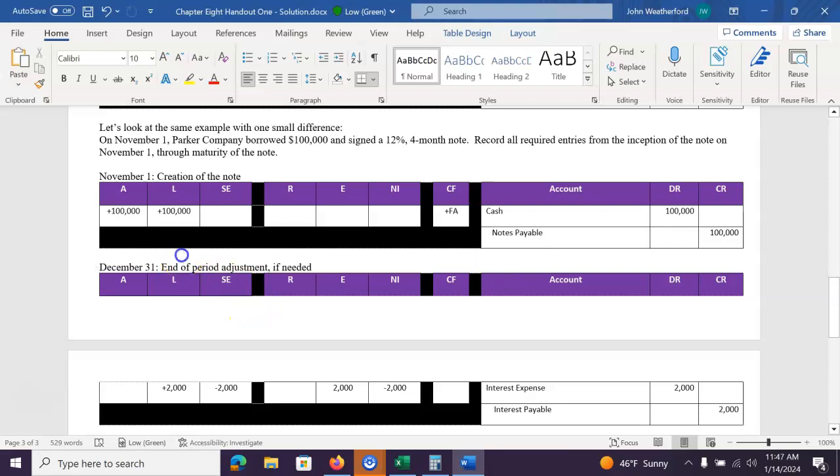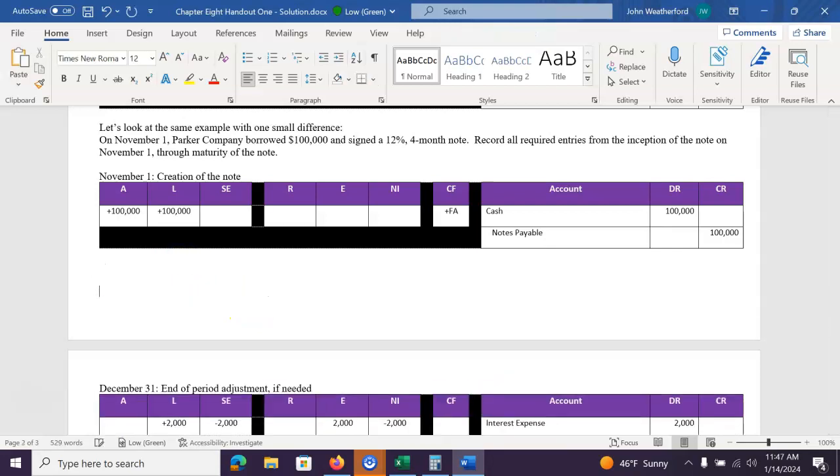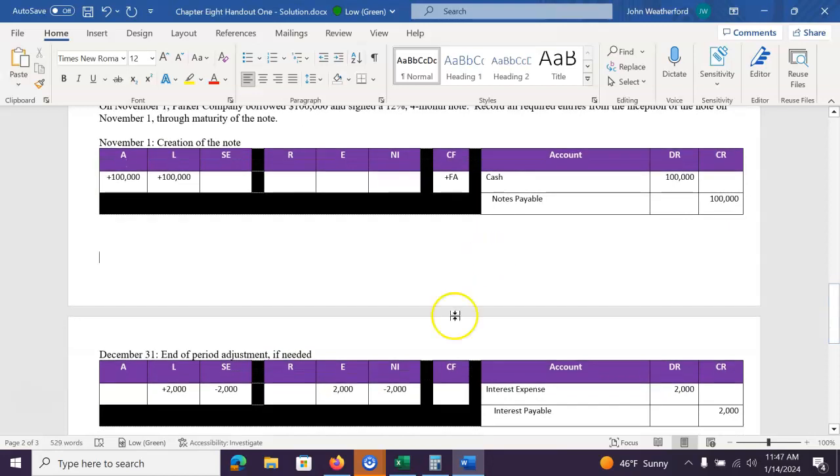So what happened here? I think I'm going to move this down. There we go. Interest expense increased by $2,000, causing net income and stockholders' equity to decrease by $2,000. And then the liability interest payable increased by $2,000.